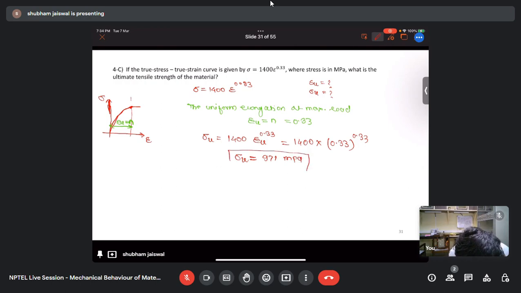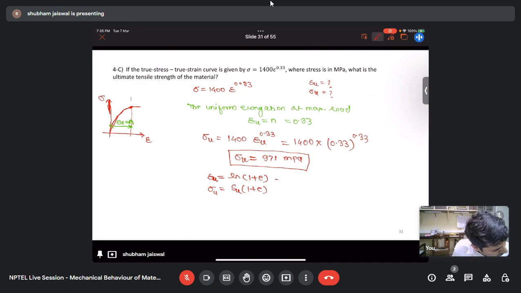Okay. Now we need ultimate tensile strength. We know the equation that the true strain is given by ln of 1 plus E, and the true stress sigma is equal to S into 1 plus E. Here I am considering ultimate, so this will be ultimate and this will be our EU.